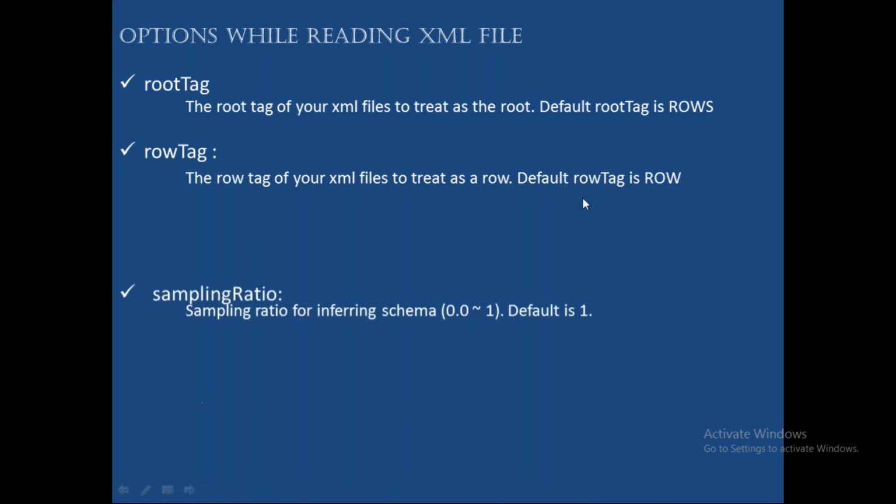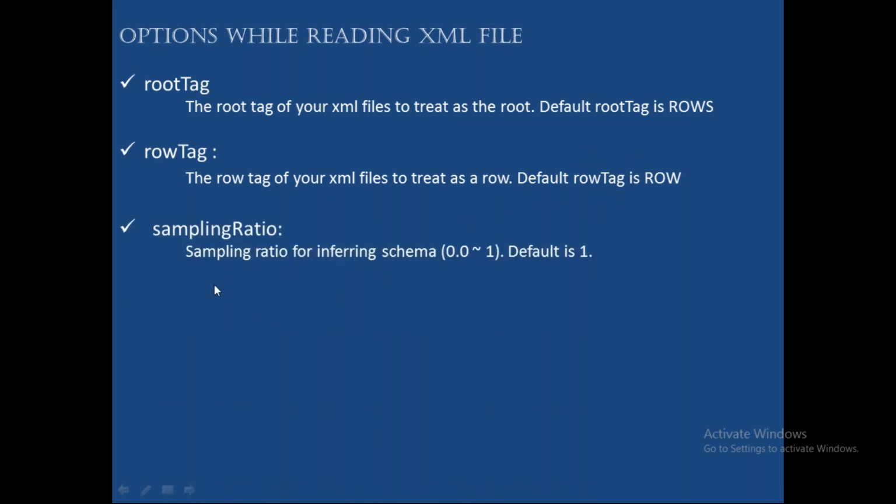Next, sampling ratio. Sampling ratio for inferring schema: you can see the value can change from 0.0 to 1. The default is 1. Default 1 means you are going to scan the entire data. So instead of that, you can say, I want to scan only 20% of the records, I want to scan 30% of the records, I want to scan only 10%.